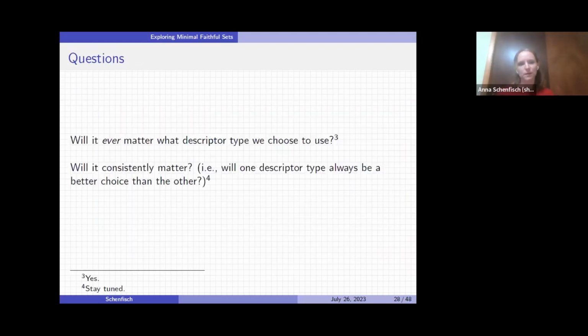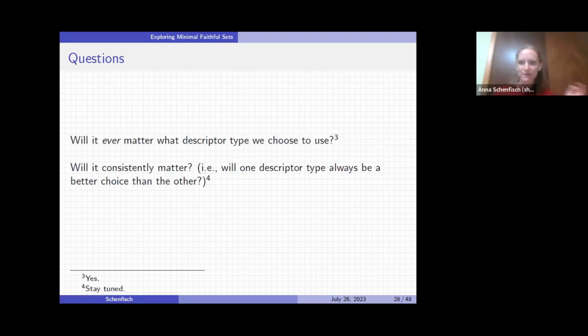All right. So you might be wondering, will it ever matter what descriptor type we choose? Maybe it's not too hard to believe that it will eventually matter, or in some cases it will matter. Perhaps more interestingly, will it consistently matter, right? Will one descriptor type always be a better choice than the other? Or are there situations where it flips, right?